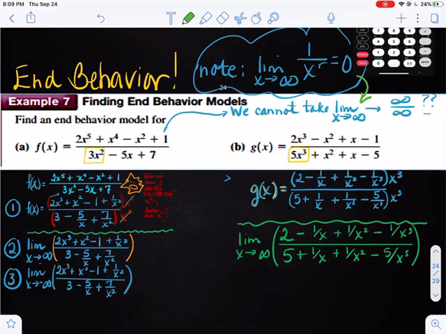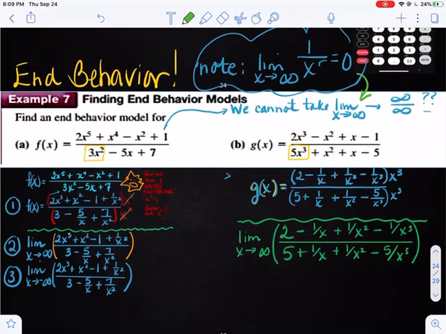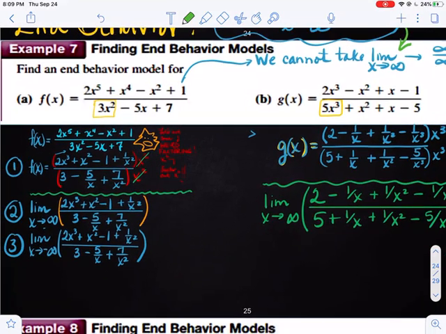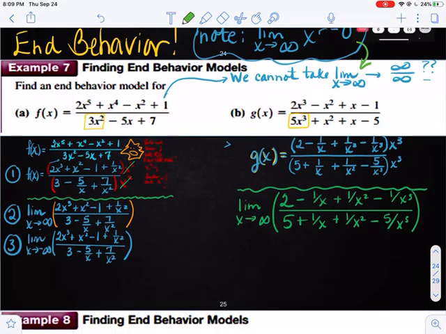I know this is new for some of you. I'm telling you, it's like bell ringing central here. So find the end behavior models. I want to see what happens when x gets really large. But when I put in infinity here, it doesn't make any sense. We get this infinity over infinity. So we're going to do something called weird factoring.